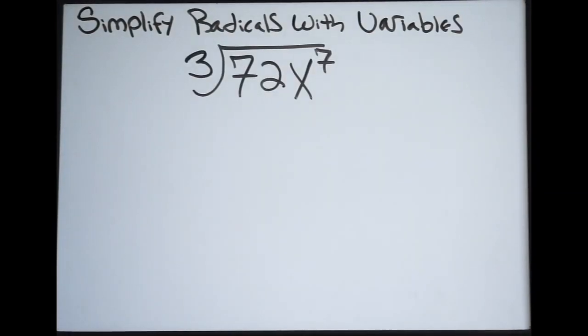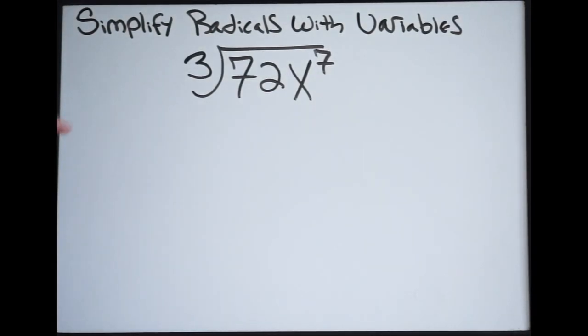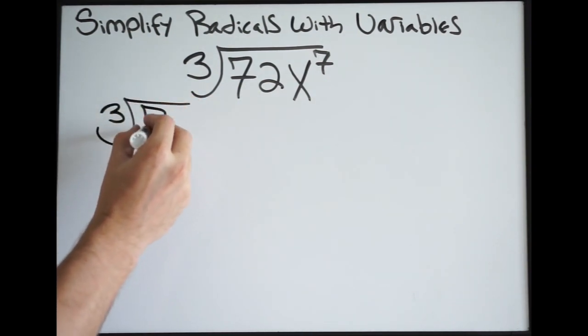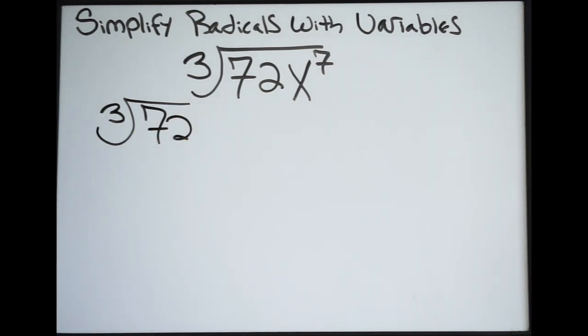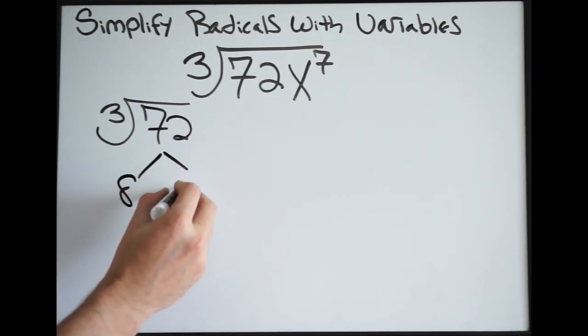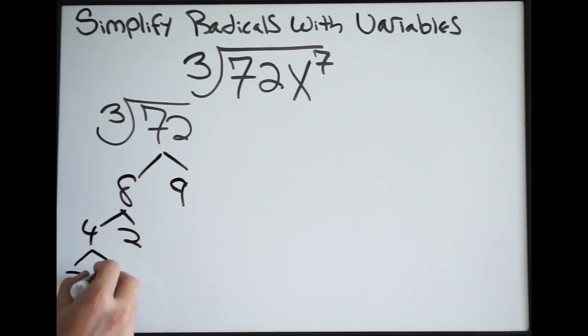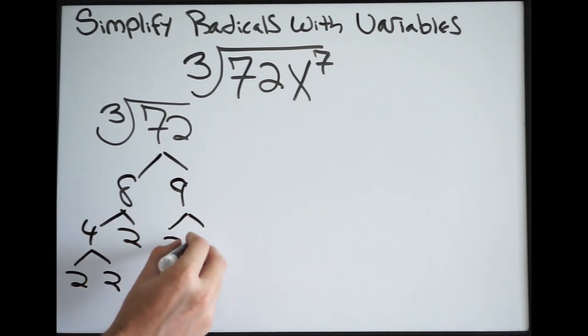Okay, so here's our next example, and notice now that we're dealing with the cubed root. The only difference here is that instead of having 2 of the same number in order to pull it out, we now need to have 3 of the same number. So let's go ahead and just work on 72 first. So I'm going to have the cubed root of 72, and then just using prime factorization, we can use 8 and 9. This gives us 4 and 2, 2 and 2, and 3 and 3.